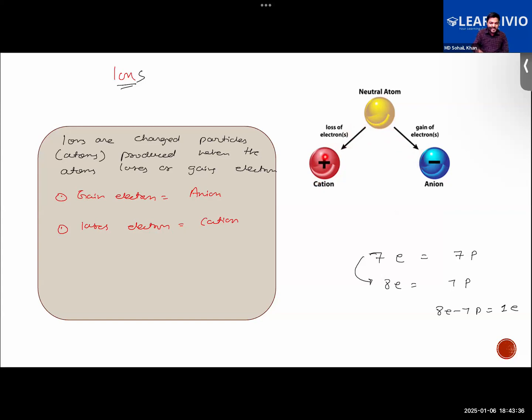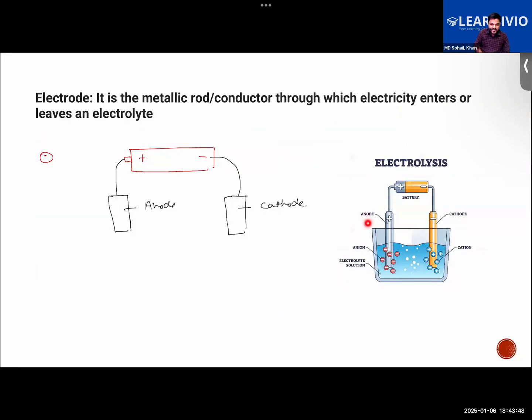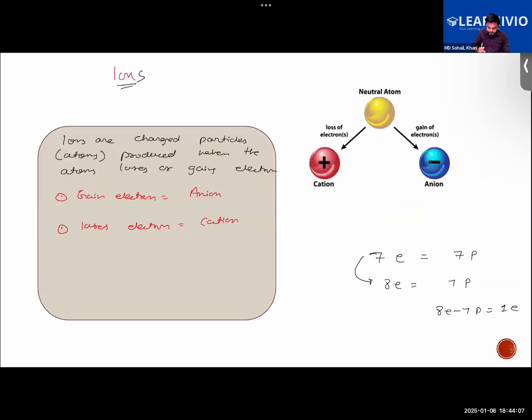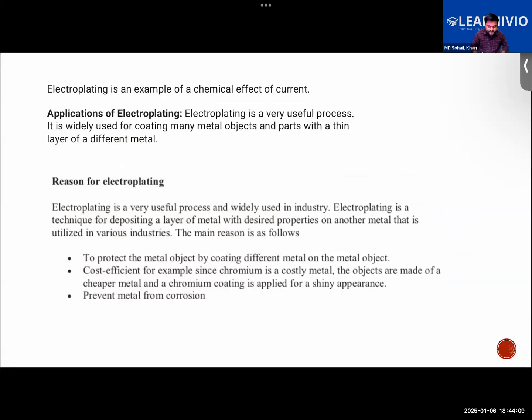When it gains an electron, it becomes an anion. And when it loses an electron, it becomes a cation. These ions are important for the conduction of electricity. Only an impure water or impure substance will allow the formation of ions in it. That's why distilled water will not conduct electricity, because it does not have any impurity, hence it does not allow the formation of ions in it. Hope that much is clear.